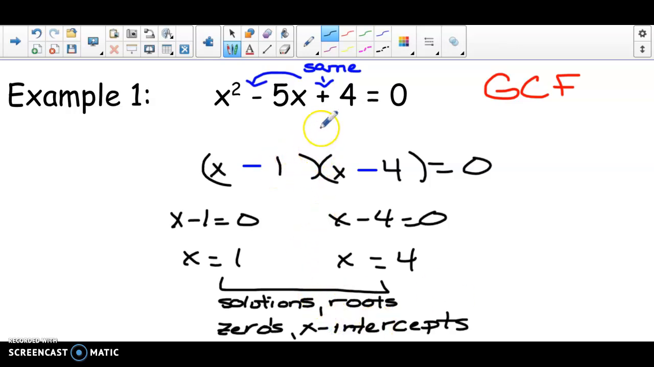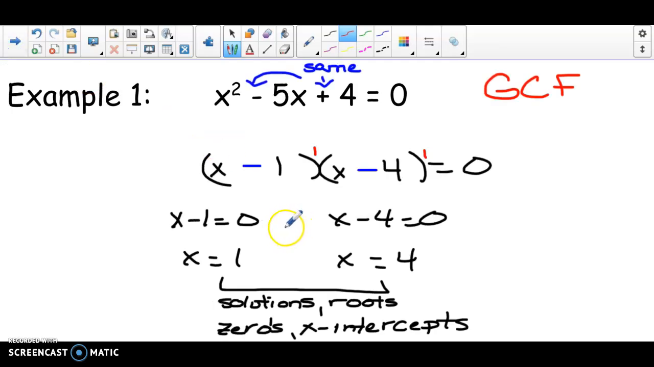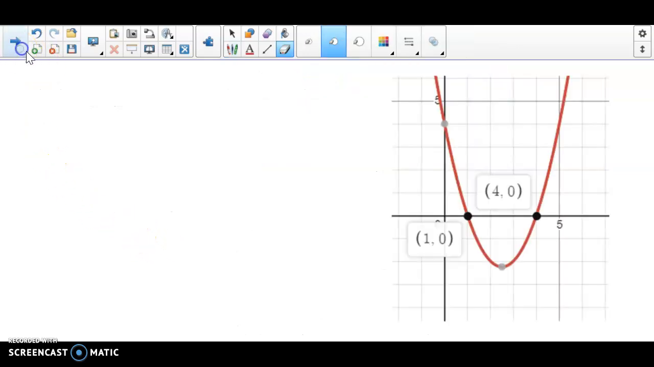Because these do not have an exponent there, then our exponent, remember, would be 1. Okay? 1 is an odd number. So if we go back here to our hint, if it's an odd number, then the graph is going to cross through our x-axis for this particular graph. So if I take a second, and if I graph this in Desmos, this is what my picture looks like.